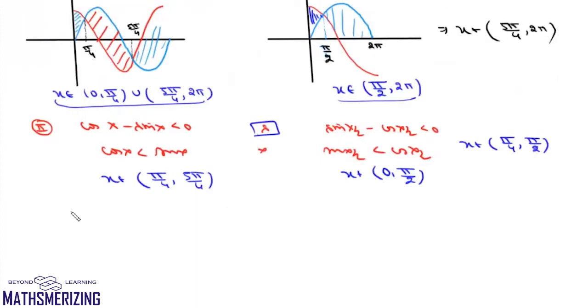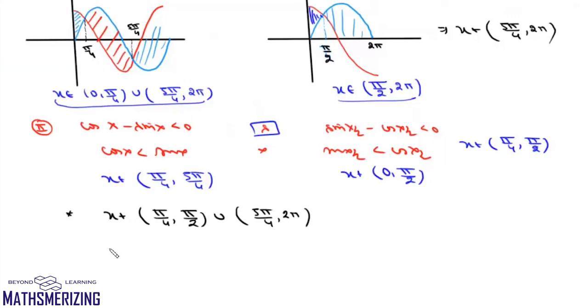So in the interval from 0 to 2 pi, the solution to this inequality is x belongs to pi by 4 to pi by 2 union 5 pi by 4 to 2 pi.